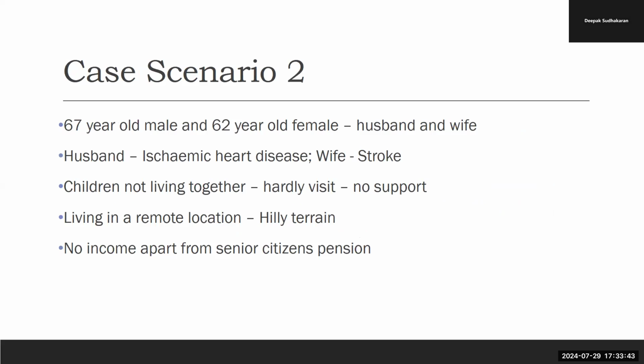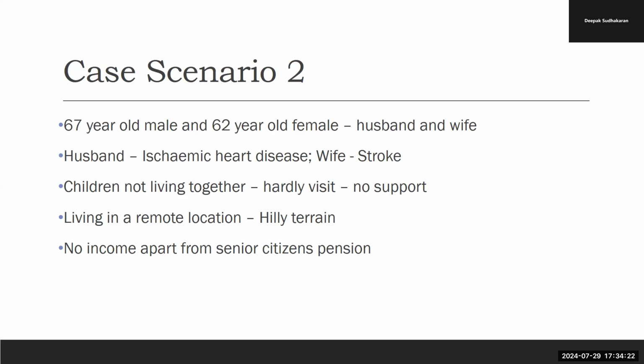Now we are going to look at another scenario. Over here, we have an elderly couple. This is a growing problem in many parts of the country, where in search of education and progress, the children migrate to different parts of the country and the world, and the parents get left alone. So this is a 67-year-old male and a 62-year-old female, husband and wife. The husband has ischemic heart disease, and the wife recently suffered a stroke.